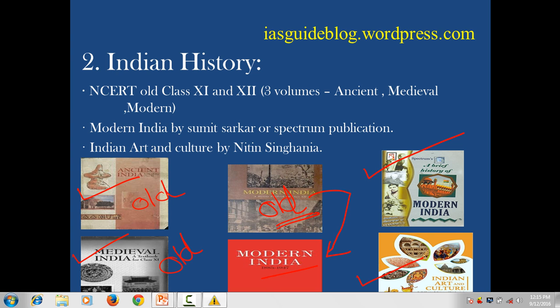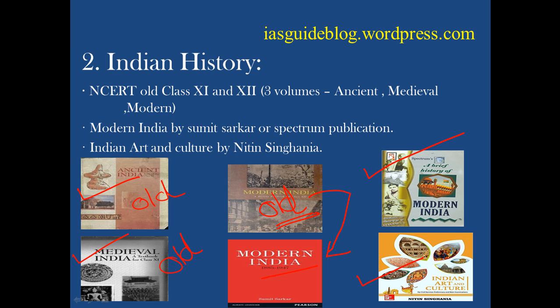And when it comes to culture, certain concepts we have to cover, like Vedic culture, philosophies. There are six systems of Hindu philosophy, Buddhism, Jainism, Bhakti movement, Sufism, temple architecture, various types of dances, paintings, crafts. All this should be covered in the culture portion.